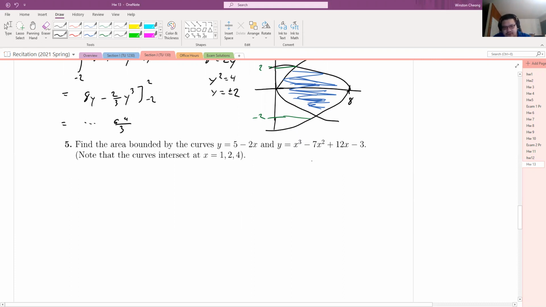For 5, it's a little bit bothersome to work with because this cubic, the way it's given, is not factorable, but the difference is factorable because you know that the curves actually intersect perfectly at these x values.